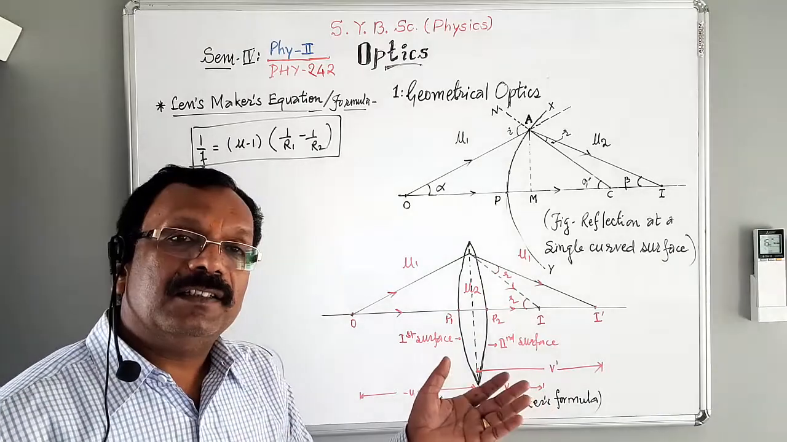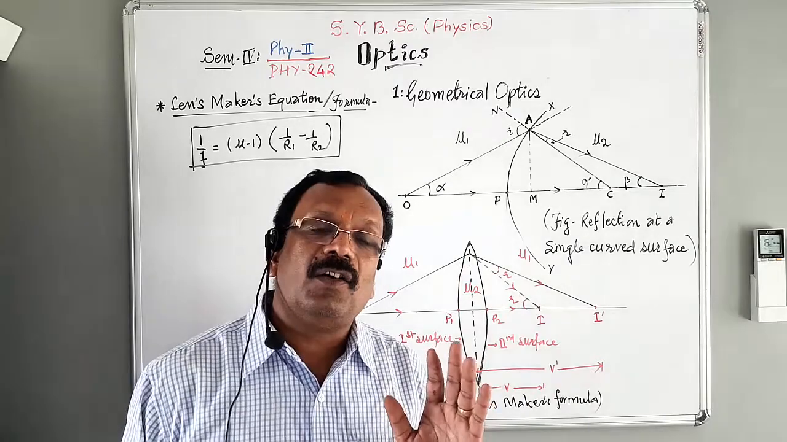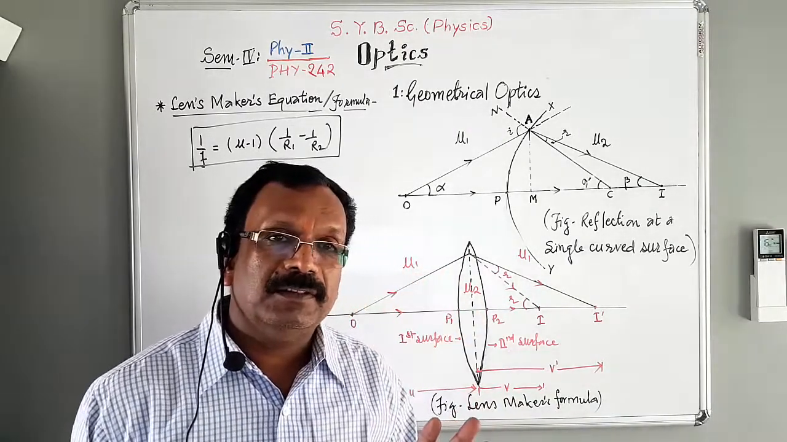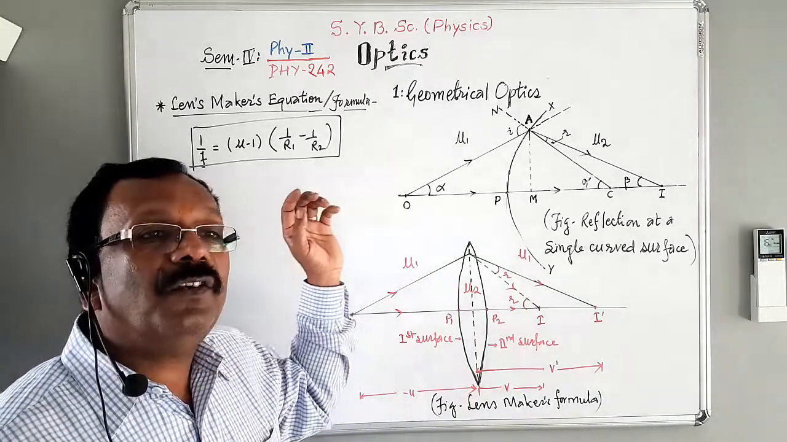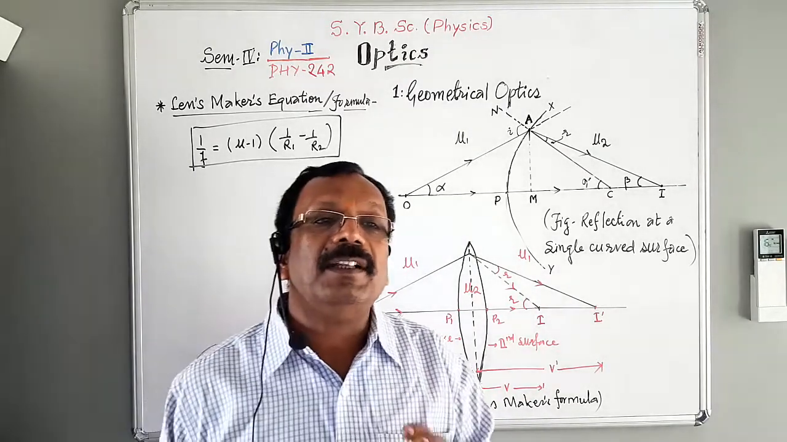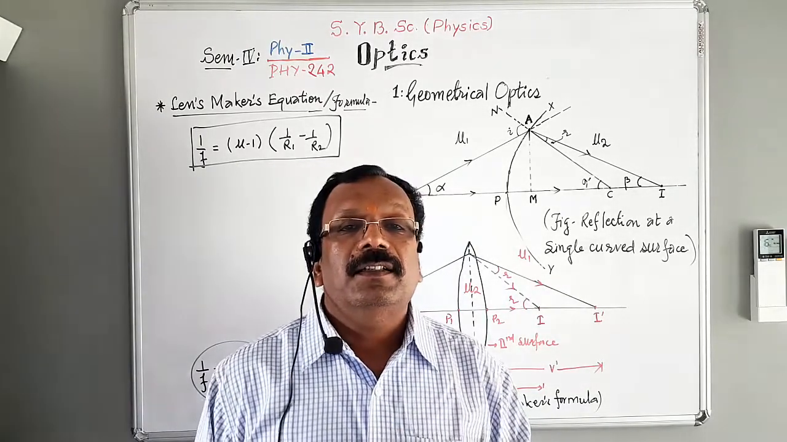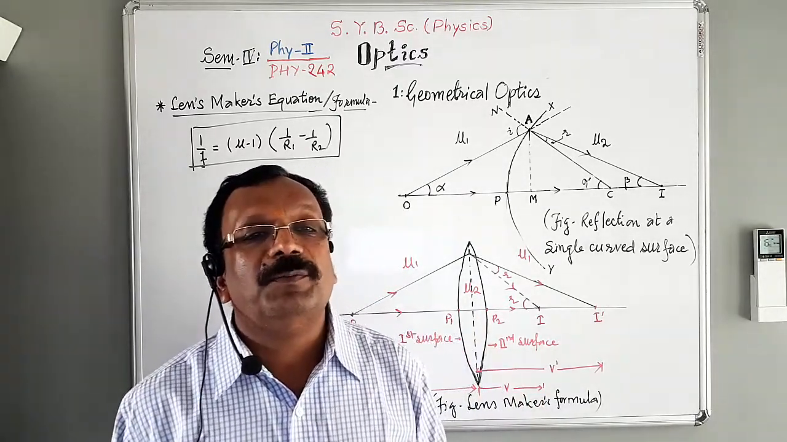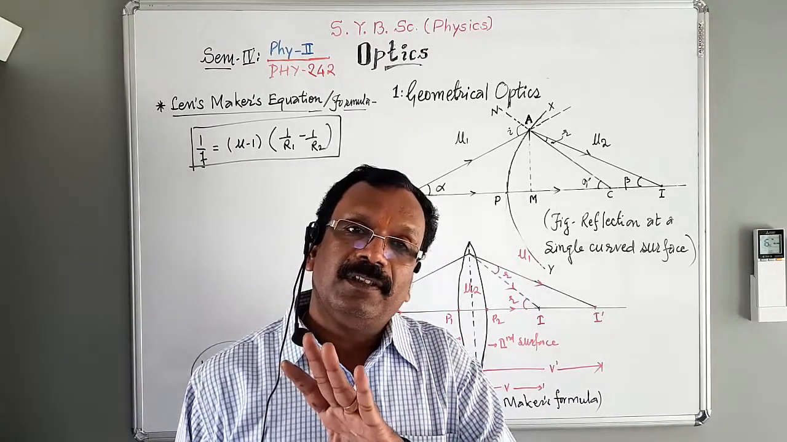Questions may be asked in objective form, that is answer in a single sentence, or in multiple choice question format, or true and false format. Suppose you are given the statement: the relation between the focal length of the lens, the refractive index of the material of the lens and two radii of curvature of the lens is called lens maker formula. Is it true or false? It is true.